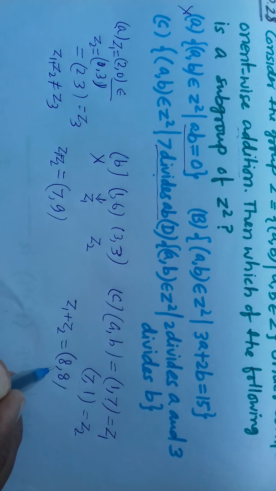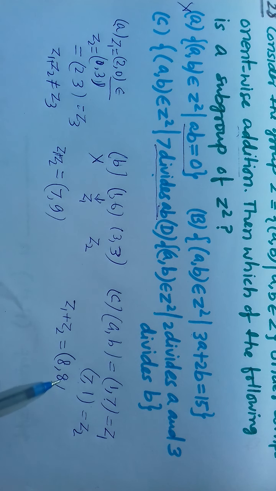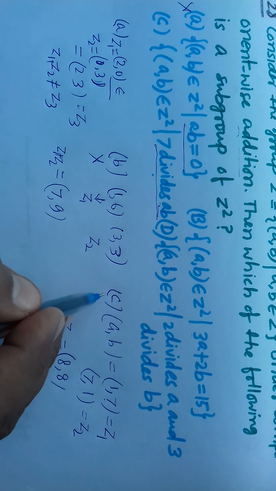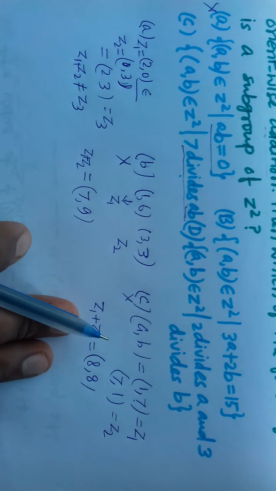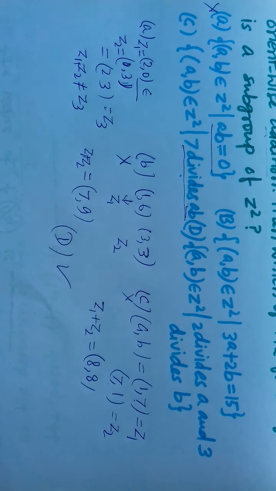(8, 8). But the product of these two, that is AB, is 64. But 64 is not divisible by 7. So this option C is also wrong. We got 3 options wrong, so D must be true. D must be correct. So D is our correct option.